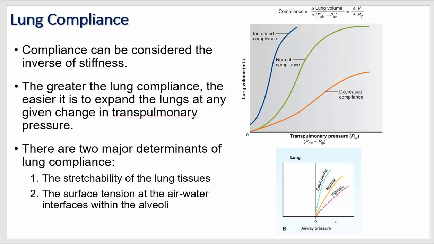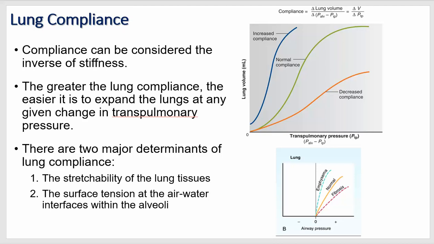Compliance can be considered the inverse of stiffness. If something is stiff, that means you can't stretch it. If you think of a balloon, if it is very thick and stiff, it's going to be harder to blow up. If it's very compliant, it can be very easy to blow up. So we want a mix. We want good compliance, but we also want good elasticity. We want it to pull closed when it has to. Too much compliance can be not so good.